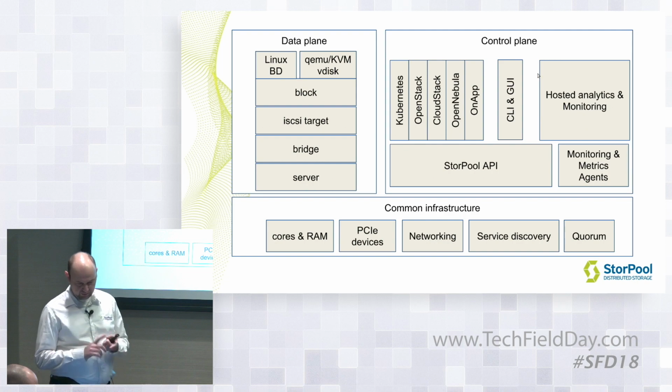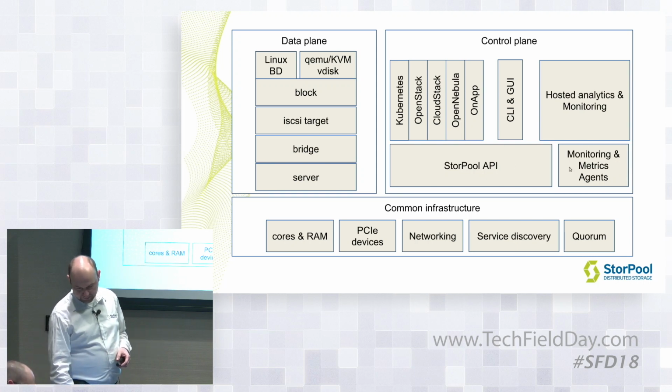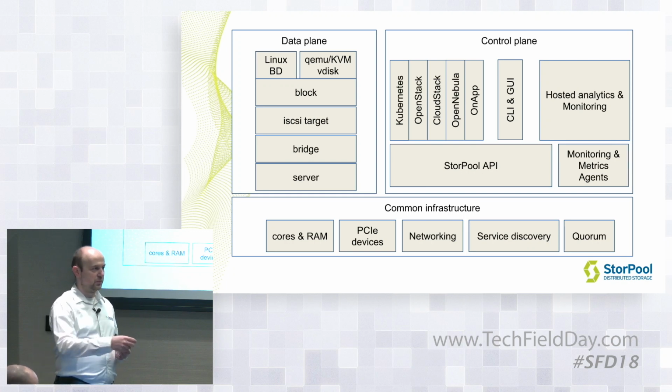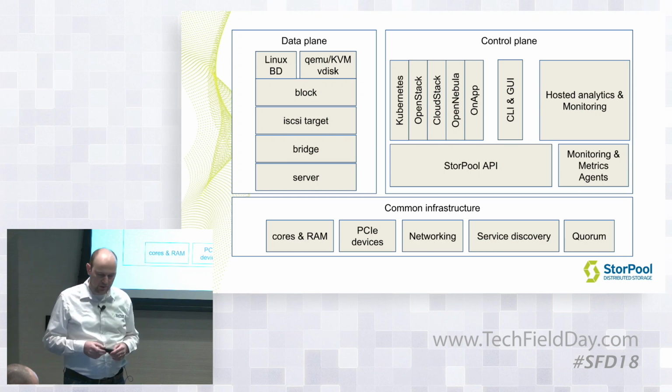On the control plane, there is a StorPool API, and we have integrations with Kubernetes, OpenStack, CloudStack, OpenNebula, ONAP. There's a CLI and a GUI dashboard. The GUI dashboard part is just starting and is being developed and improved at the moment. And there is a metrics collection side of things with a hosted analytics and monitoring platform. Hosted means it doesn't take resources on-prem, right? There is no additional infrastructure that our customer needs to take care of to do that. It runs on our servers.